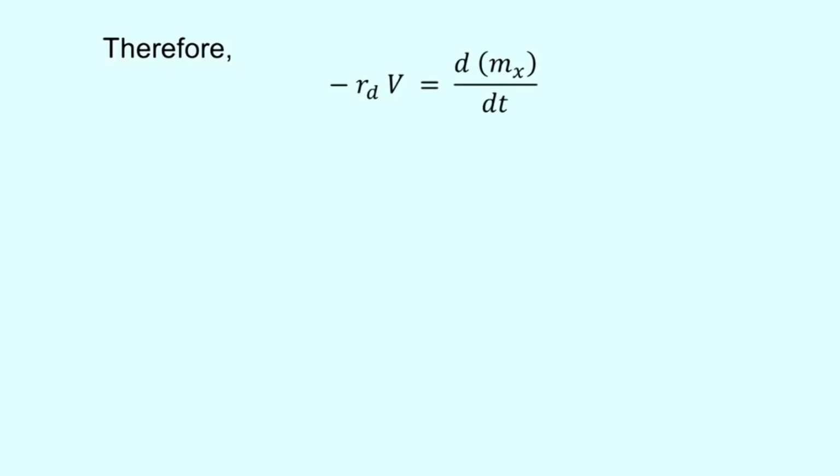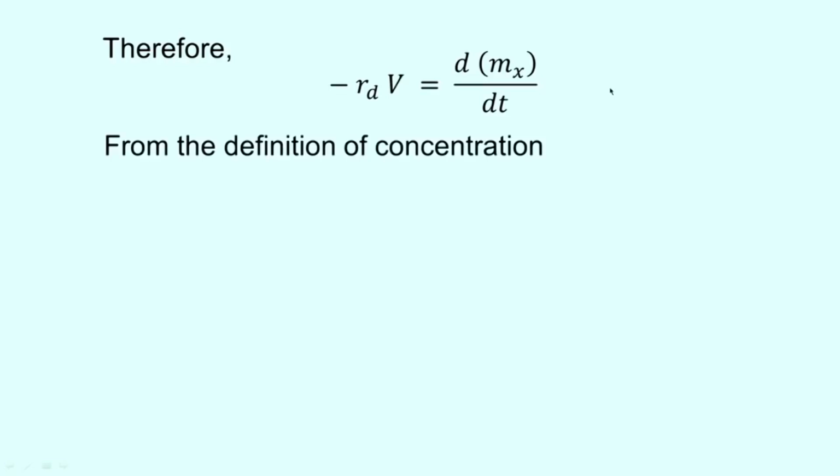Therefore, this R D into V, which is the rate of consumption of cells or the rate of death of cells on a mass basis, this minus comes from our balance equation, equals the accumulation rate of the mass of cells inside the bioreactor when it is being sterilized. Minus R D into V equals d dt of m x. Now, we have everything on a mass basis, which is nice to have.